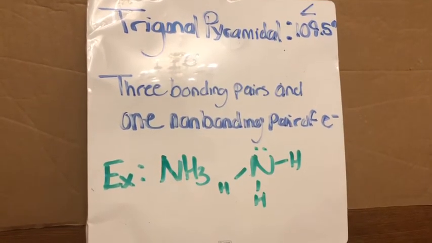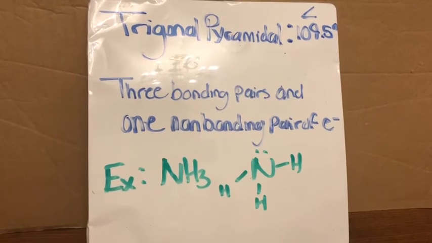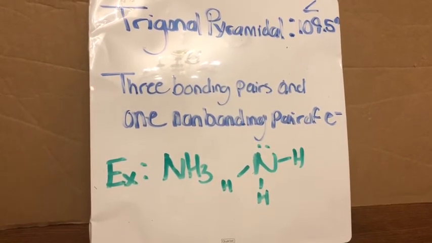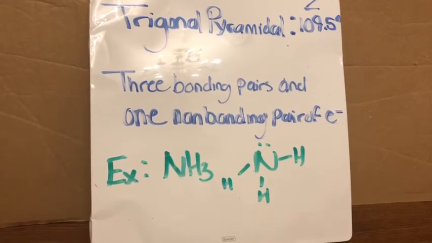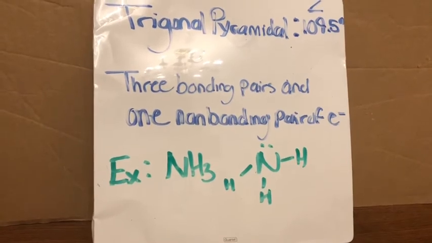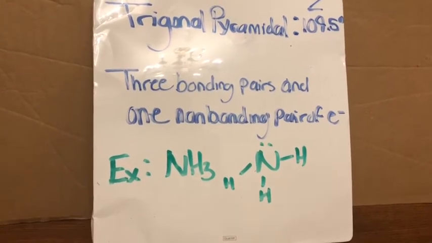The last conformation we'll talk about is trigonal pyramidal conformation, characterized by bond angles of less than 109.5 degrees and the central atom containing 3 bonding pairs and 1 non-bonding pair of electrons. An example is NH3 or ammonia.